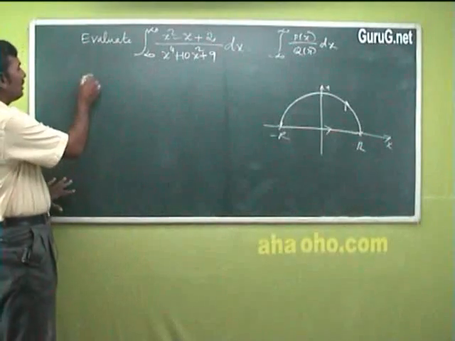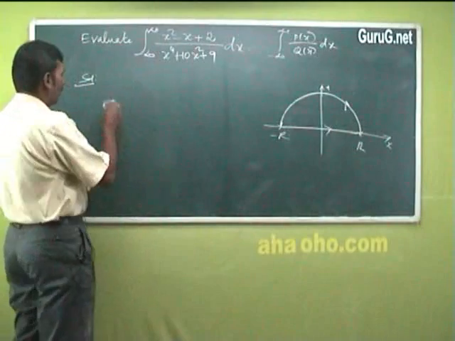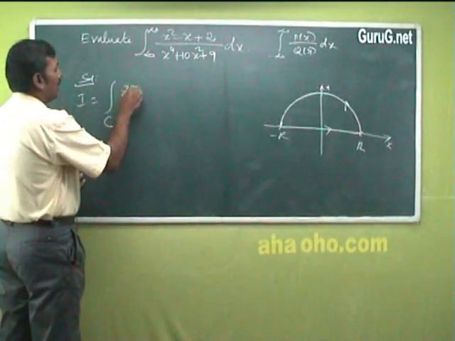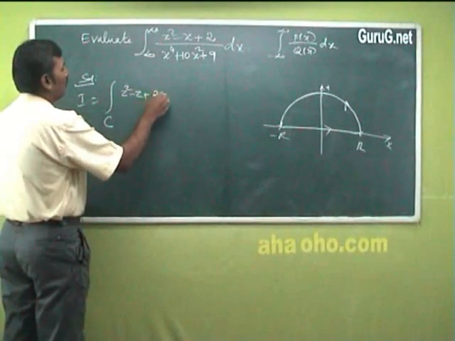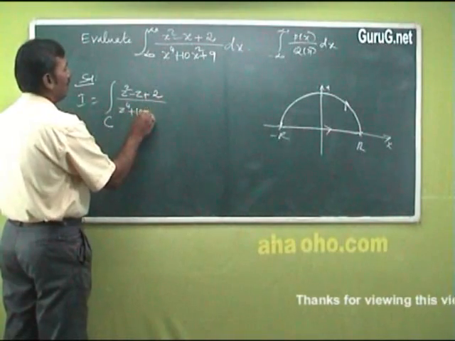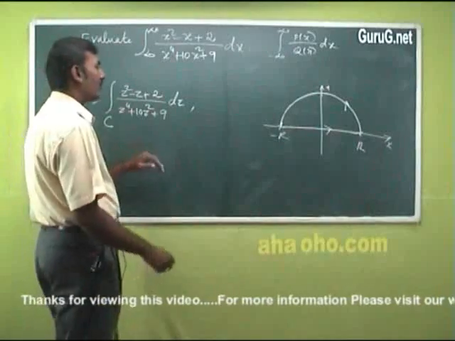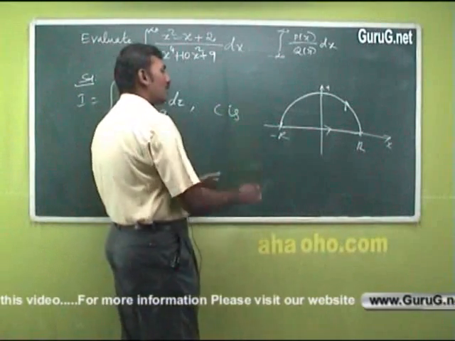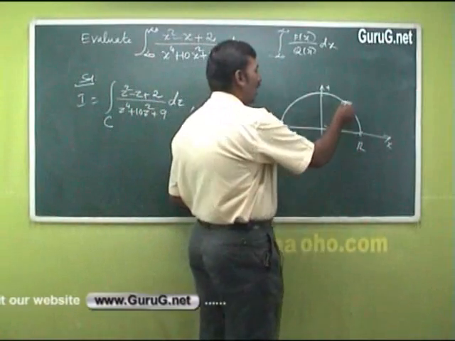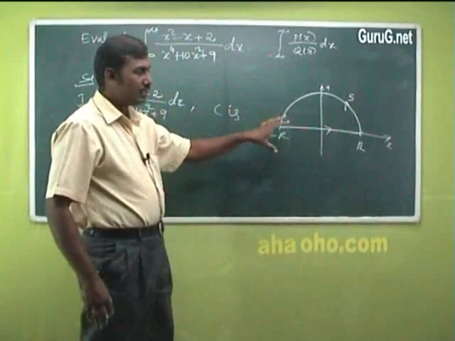So now what will be the procedure now? We simply replace x by z. So let I equal integral over c z squared minus z plus 2 by z power 4 plus 10 z squared plus 9 into dz, where c is the semicircular contour whose diameter is minus r to r, and the semicircle above the real axis is s. Okay, this is a contour here.